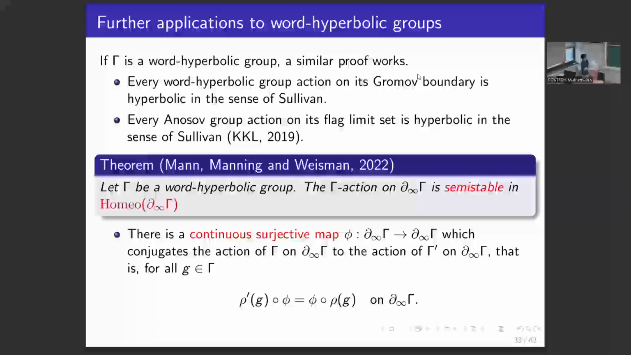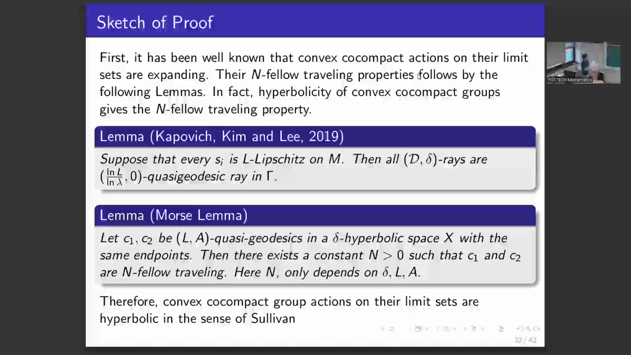Okay, so for further application to non-convex co-compact hyperbolic groups, Sullivan stopped here. Okay, and also there is a little gap in his paper, but we try to fill in the gap, and we want to extend his idea to the non-convex co-compact hyperbolic group action.